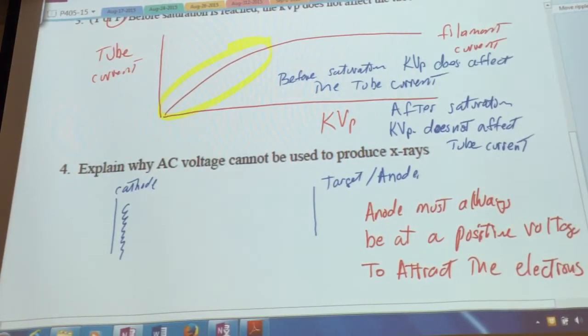Basically what I'm looking for is that the anode must always be positive in order to attract the electrons. If the anode was negative, it would repel the electrons.